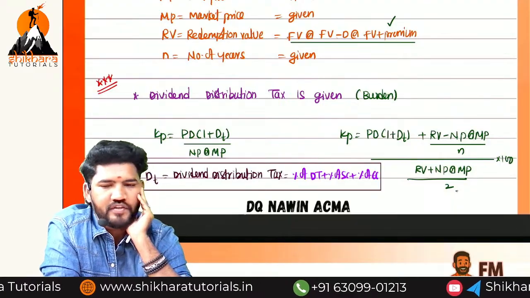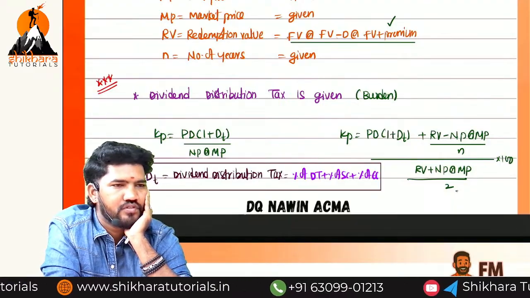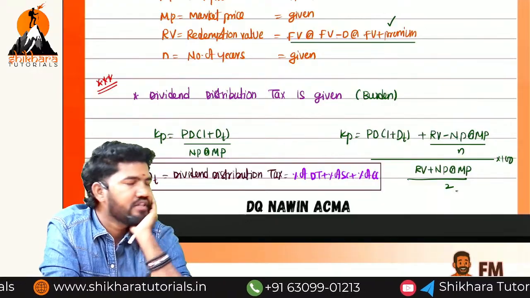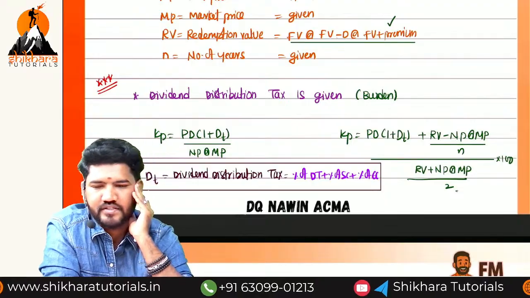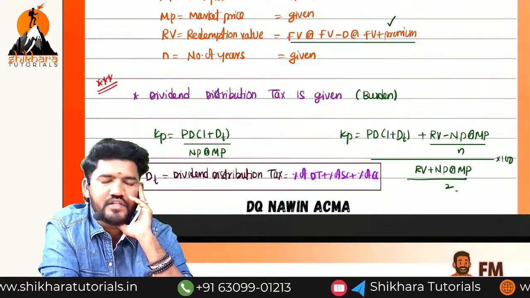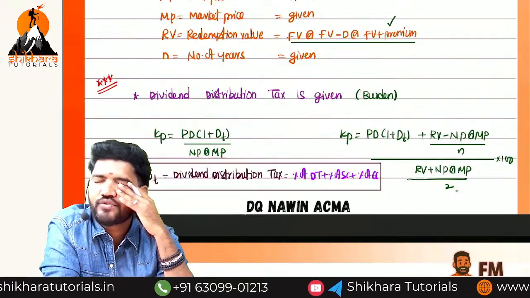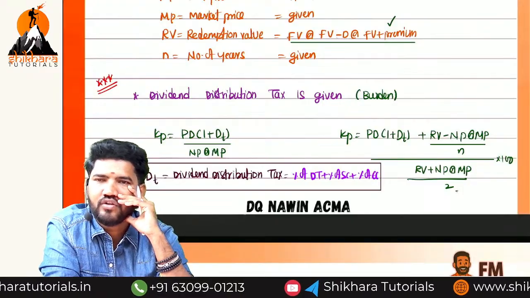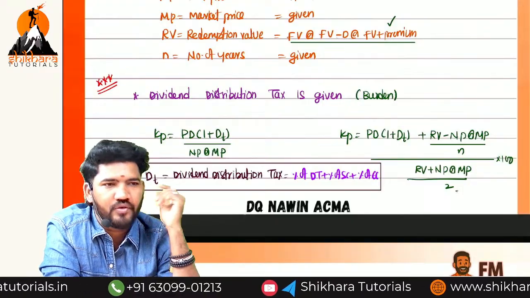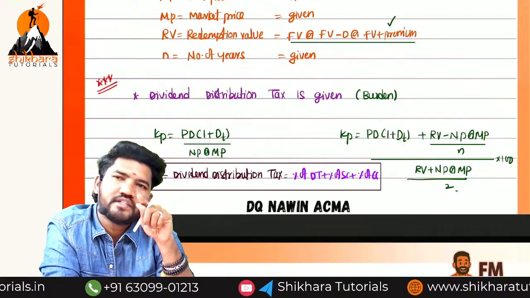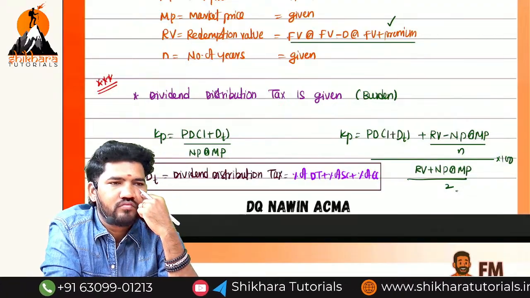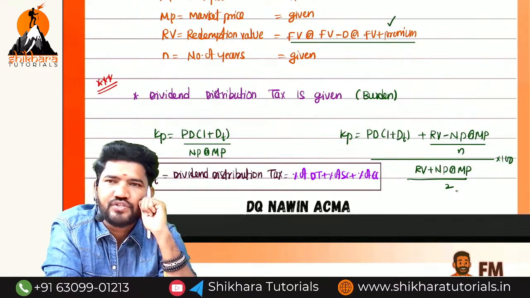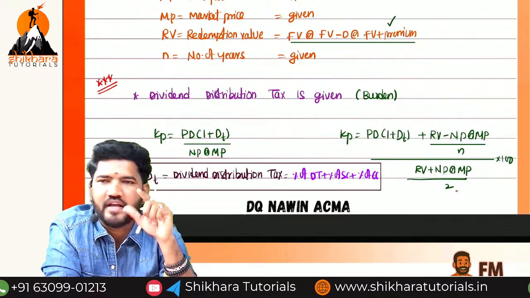So percentage of distribution tax, or go with the full forms: percentage of distribution tax plus percentage of surcharge plus percentage of education cess. If you just add the percentages, you will get the dividend distribution tax. You need not multiply with any value. If you apply percentage and value, what will you get as the outcome? Value only, no? But what you want is percentage. Hope you guys are clear? That's the error.